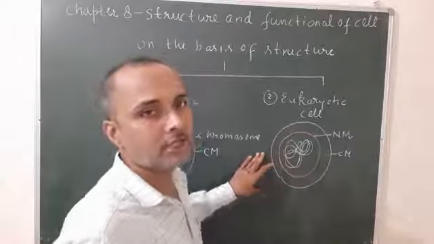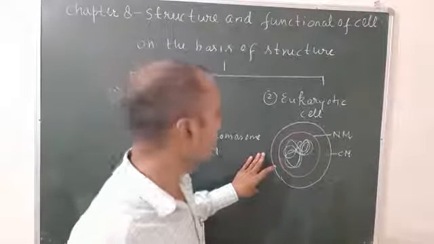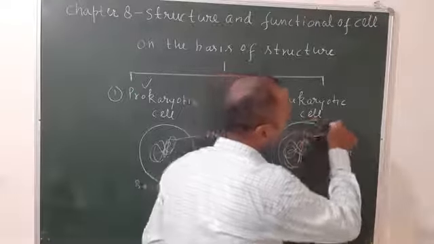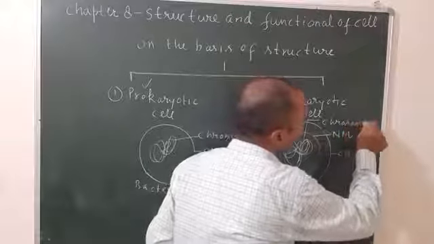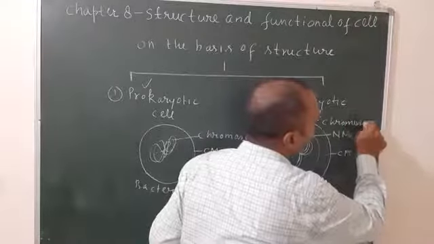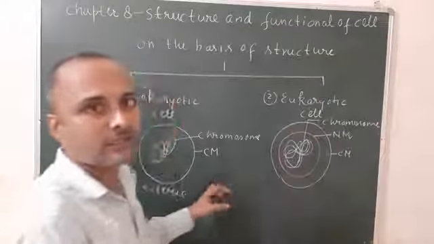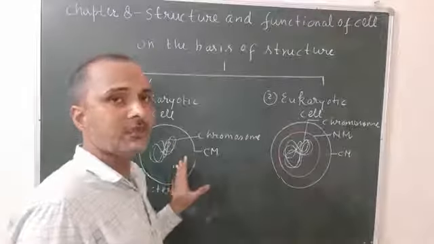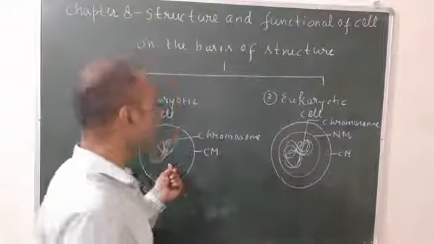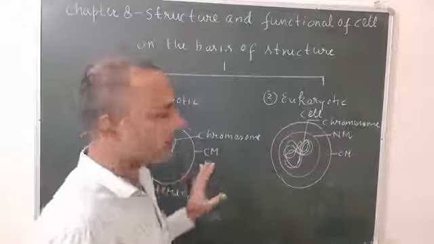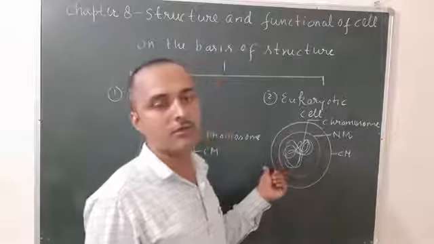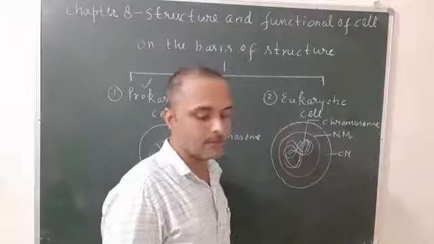The cell which has a well organized nucleus, that means the nuclear membrane is present around the chromosome, such type of cell is known as eukaryotic cell, and this type of cell is found in animals and plants. So once again, what is prokaryotic cell? The cell which does not have a well organized nucleus, or the nuclear membrane is absent around the chromosome, is known as prokaryotic cell, and the cell in which the nuclear membrane is present around the chromosome is known as eukaryotic cell. It is found in animals and plants.